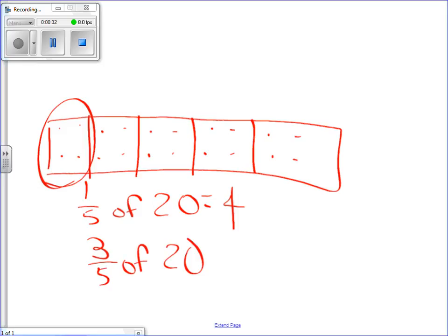3/5 of 20. 1, 2, 3. So there's 4 there, 4 there, and 4 there. Should be 12. So 3/5 of 20 is 12. Definitely not 20.